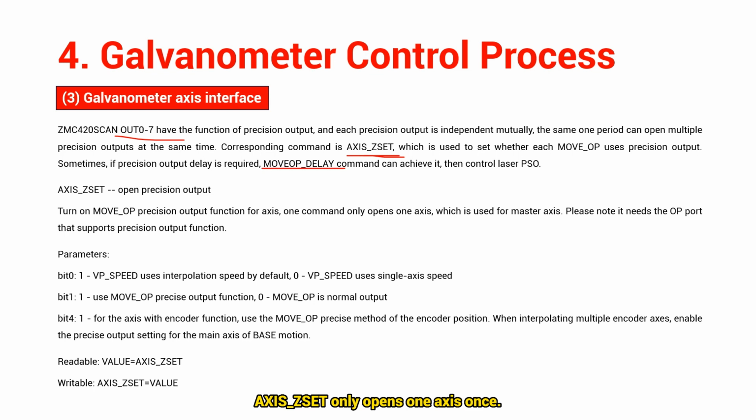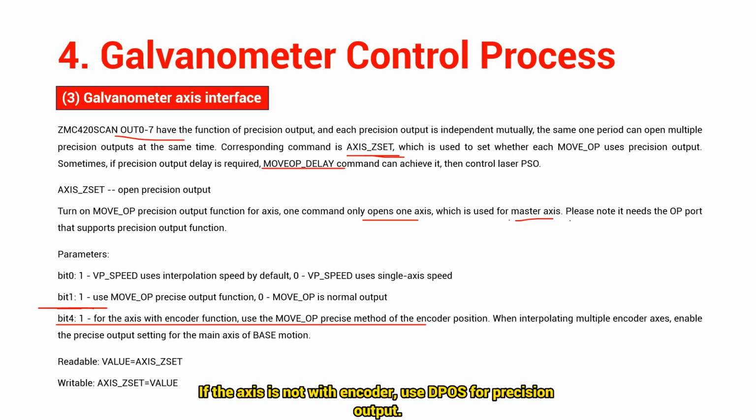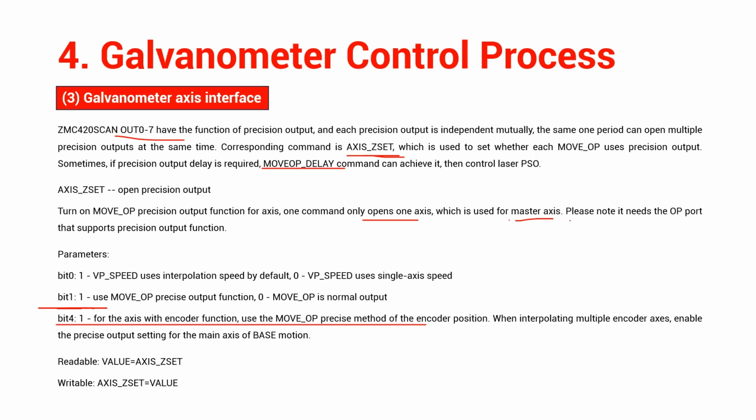AXIS_ZSET only opens one axis at a time. For the master axis, it is opened when the value of bit 1 is 1. For an encoder function axis, set bit 4 as 1. If the axis is not with an encoder, use DPOS for precision output. When we set, use the below 1. When we read, use the upper 1.